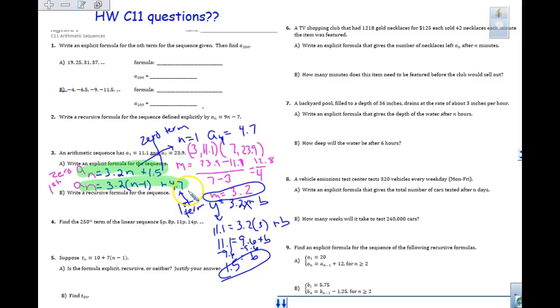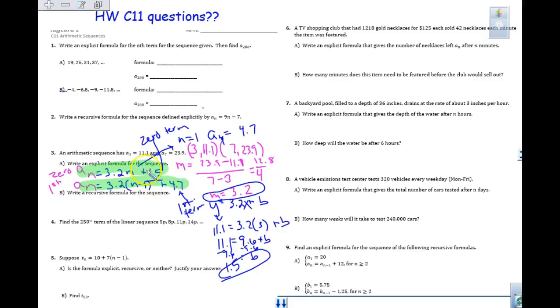Yes? How do you know if it's n minus 1? Is it always n minus 1? If you have the first term here, if you found the first one in your sequence, then you're going to have n minus 1. If you found the 0 term, then you're just going to have n. So you can decide which form; both of these, I would give credit for either one.